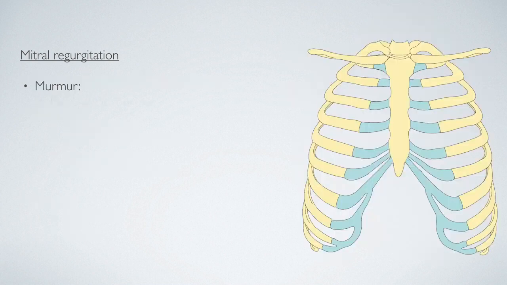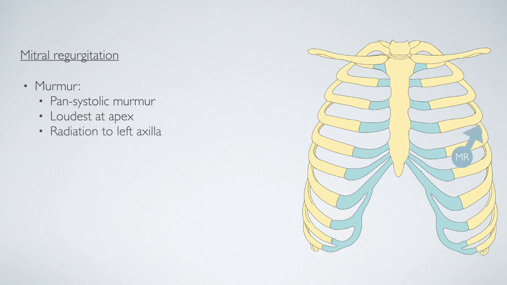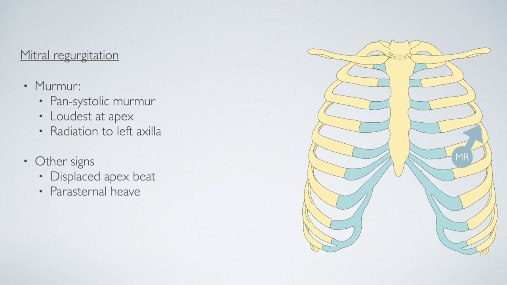Mitral regurgitation produces a pan-systolic murmur that is loudest at the apex of the heart and radiates into the left axilla. Other signs you may see on examination include a displaced apex beat and a parasternal heave. In severe cases you may see peripheral edema.